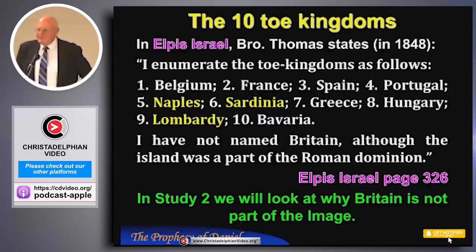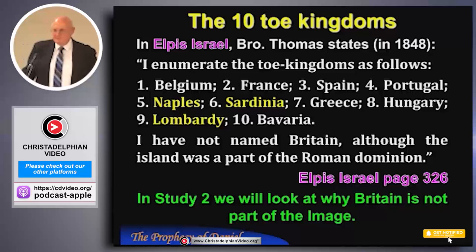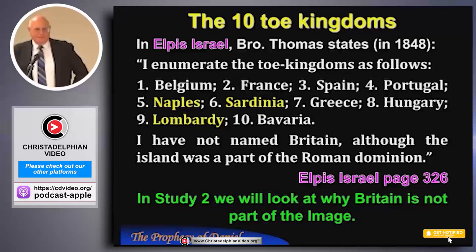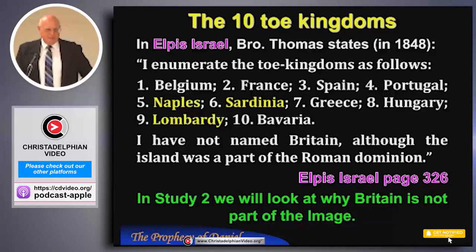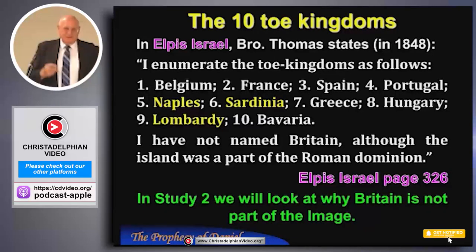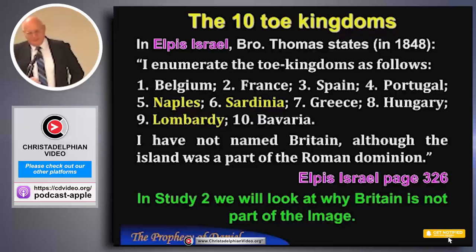Lombardy, and Bavaria. Now, you notice the ones in yellow on the screen? Naples, Sardinia, and Lombardy. They were separate kingdoms, separate states in 1848, but not today. Those three today are one country, the country of Italy. So we have to find a couple more, don't we? Because the three become one as history has gone. This is 170 years ago, remember? So it's a long time ago. We have to find another two. And of course, that other two will reveal themselves in due time.